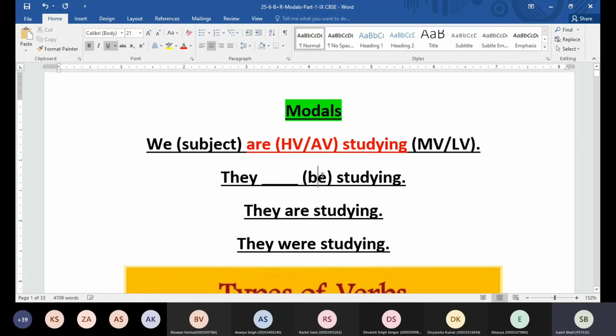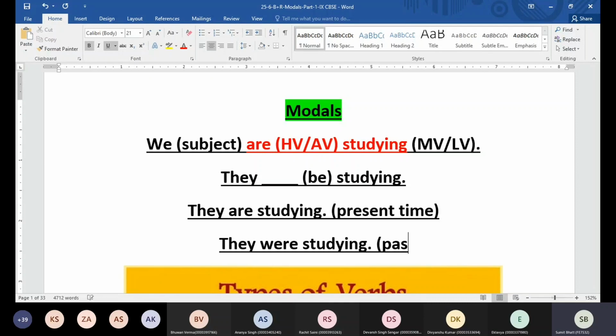That means whenever we have this word be here, we are referring to is, am, are, was, were. When I say is, am, are, it is going to be of which time? Present time. And when I say was, were, it is going to be of which time? Past time. Okay, everyone.